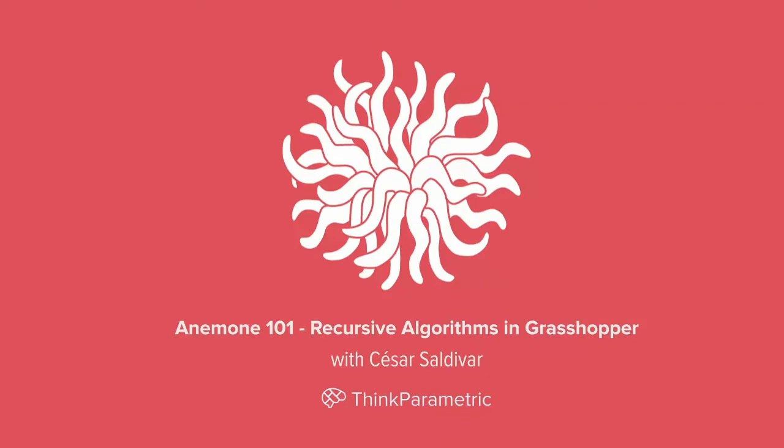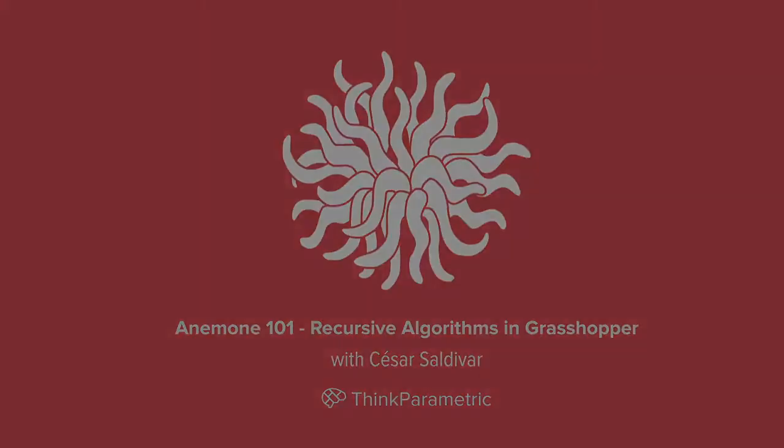In this tutorial we will learn how to deal with loops using Anemone, a powerful plugin for Grasshopper, in order to create recursion. In order to make the best profit of this course, you should already be aware of Grasshopper, the main interface and components, the workflow, and basic stuff. Okay, so let's get started.